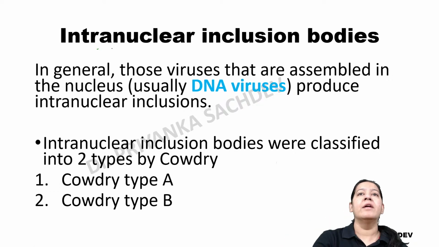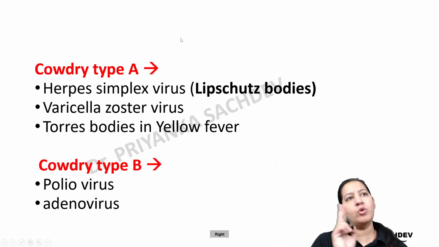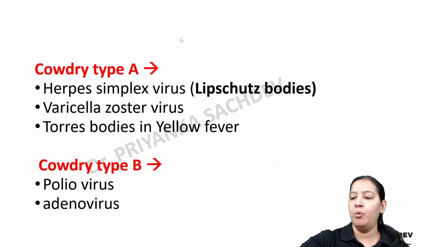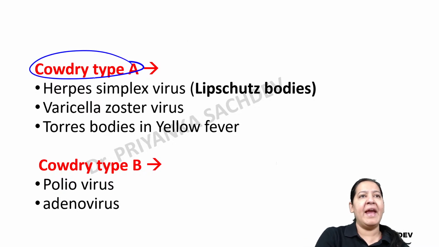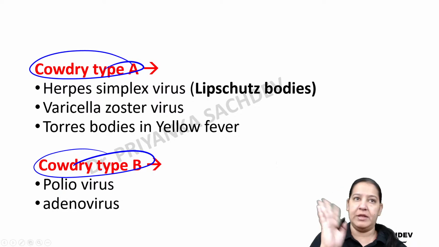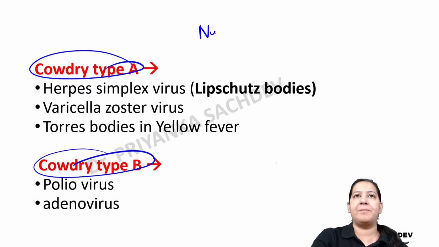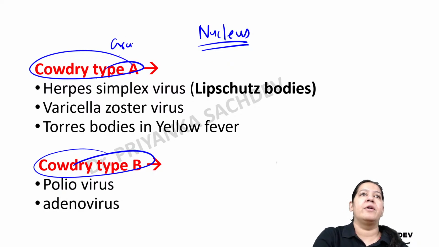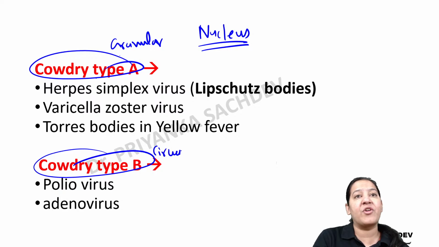Coming to nuclear, I told you there are two types of nuclear bodies. What are the two types? Cowdry type A and Cowdry type B. What is the difference? Of course, both inclusion bodies are present inside the nucleus of the host cell. That's why they are intranuclear. But Cowdry type A is granular in appearance and Cowdry type B is circumscribed in appearance.